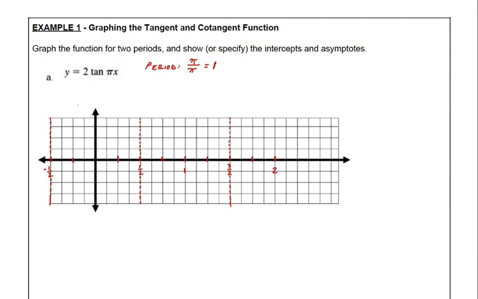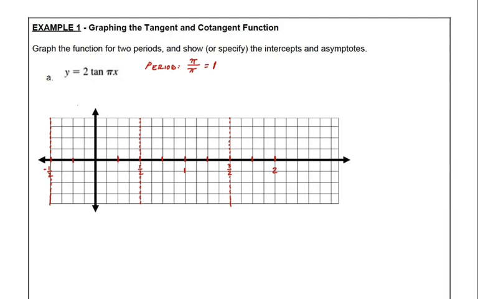You don't have to. You can start at 0. The only problem, though, is this function is not being shifted left or right, so tangent will go through the origin, but if you start at 0, you only have half of that tangent shape. That's why I put my first period centered over the y-axis. That way I'd be able to sketch what tangent looks like.